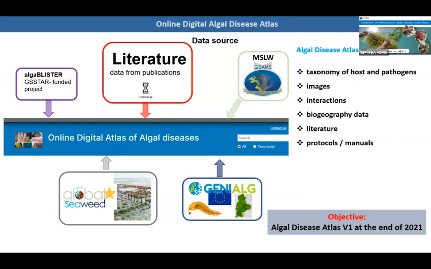The data that are going into the Disease Atlas originate to a large extent from already published literature, and we also aim to include relevant information and literature from non-English publications as well. Furthermore, data obtained from the ongoing projects GenieAlg, GlobalSeaweedSTAR, Alga Blister, and from the My Seaweed Looks Weird web portal will be included into this disease atlas. And the objective is really to publish a first version of this atlas at the end of this year.